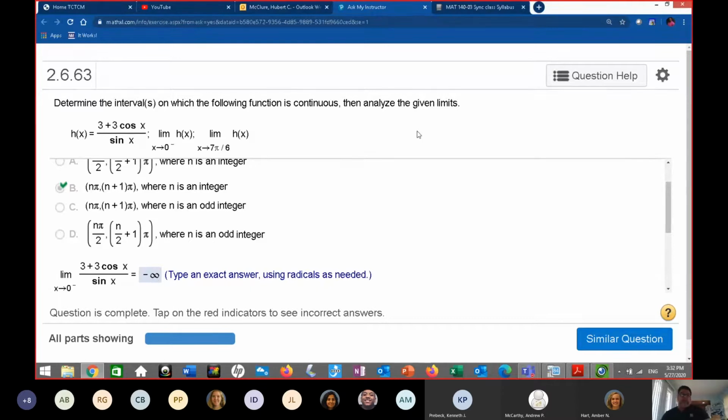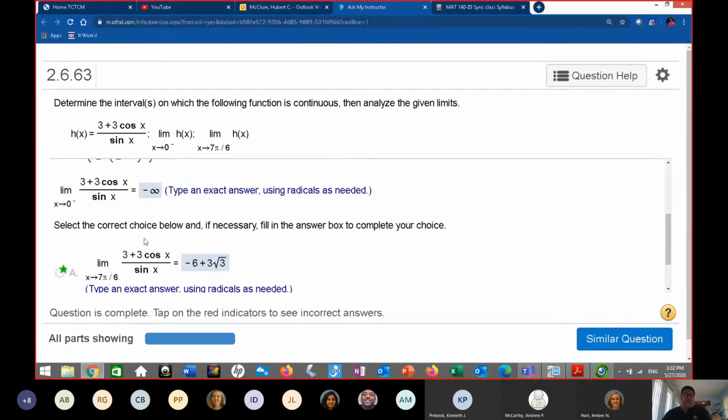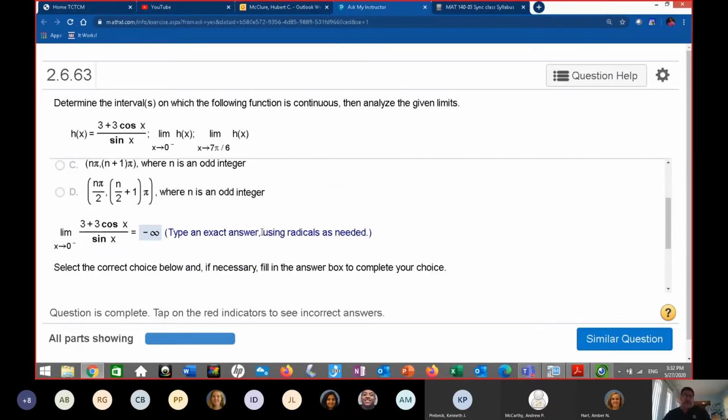Okay, I think it's infinity. All right, what are you supposed to do here? Well, I plugged in. Oh, I know why. I know why they got negative infinity. Because if you plug in 0 here, you'll get a negative. That's why. Probably. But this one, plug in 7 pi over 6.